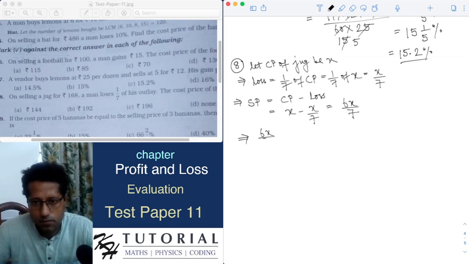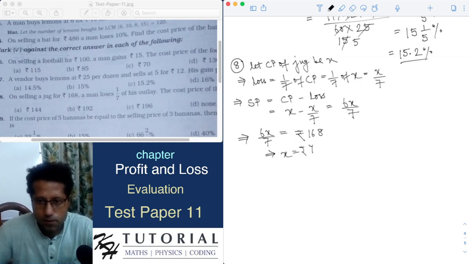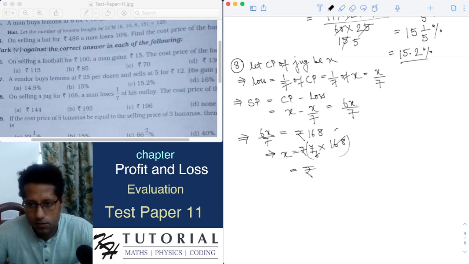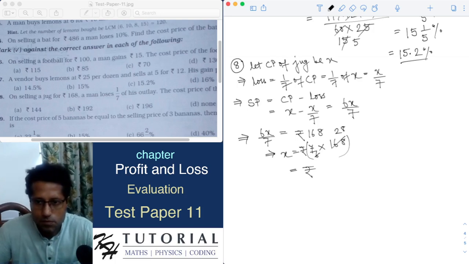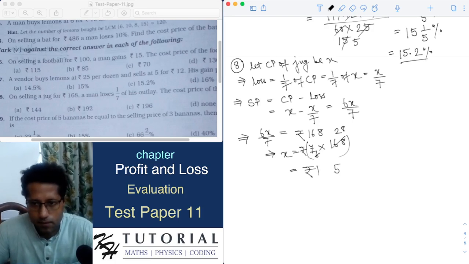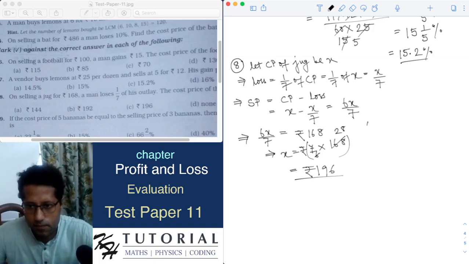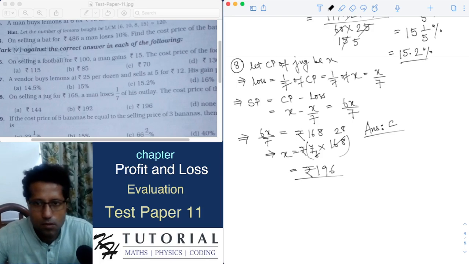Therefore 6X by 7 equals rupees 168. This implies X equals rupees 7 by 6 multiplied by 168. 168 divided by 6 is 28, and 7 into 28 is 196. So the cost price is 196, and the answer is choice C. Okay, let's do question number 9.